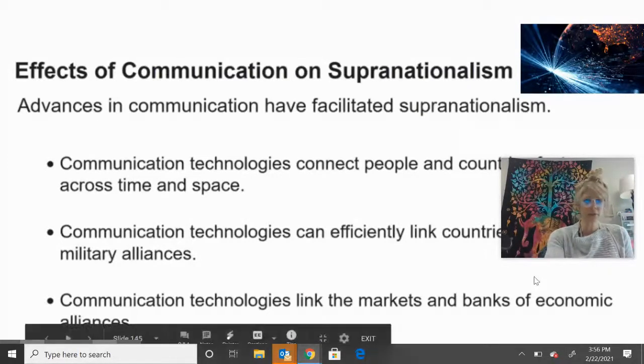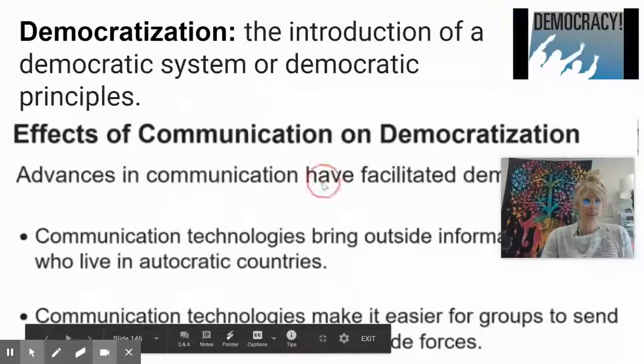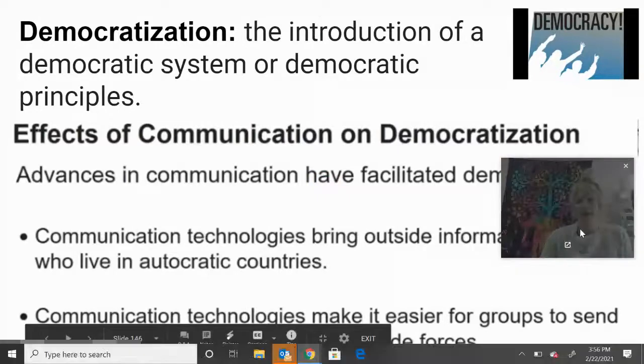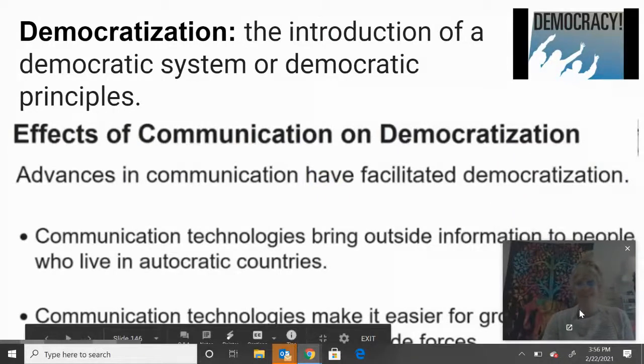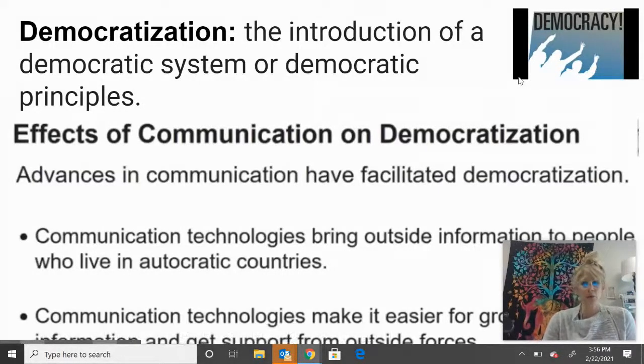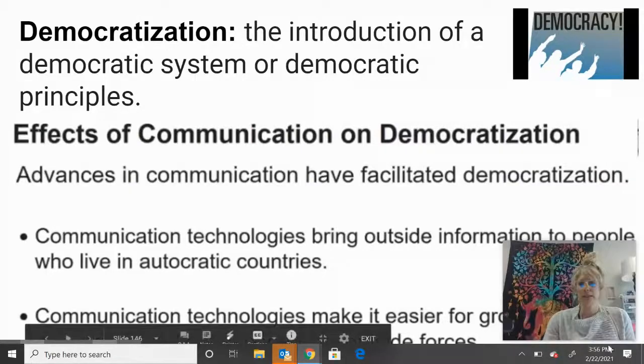All right, guys, and our last slide is going to talk about a new word called democratization. Democratization is the introduction of a democratic system or just democratic ideas. So if you want your people to have the right to vote, that is going to be a democratic principle. And then effects of this are going to be two bullets here.